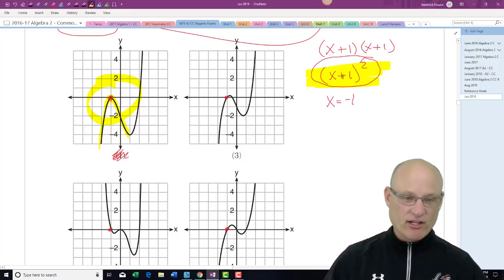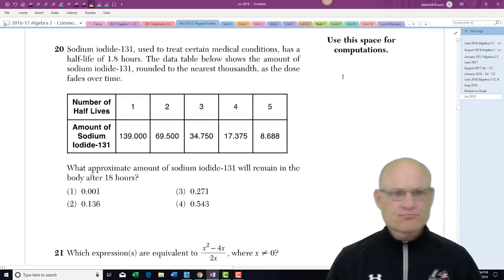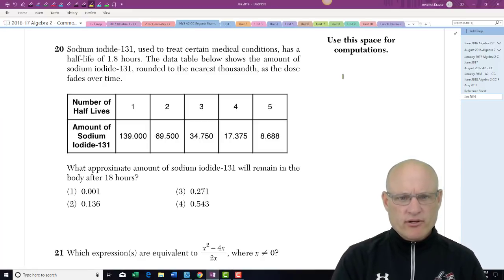Great question. I actually love that question. Tough one, though. All right, here we go. We're moving on. Sodium has a half-life of that. The data below shows the amount of sodium. What approximate amount of sodium will remain in 18 hours?